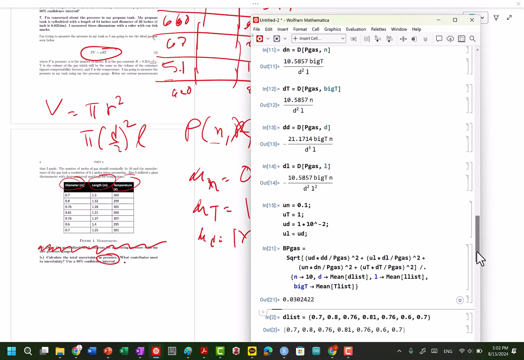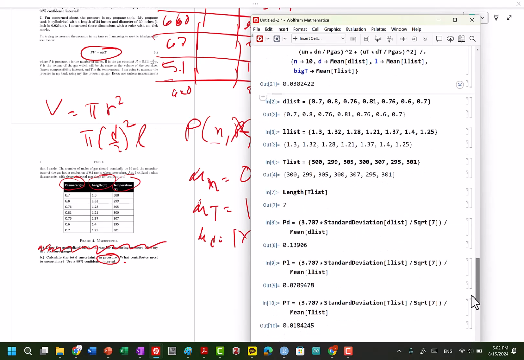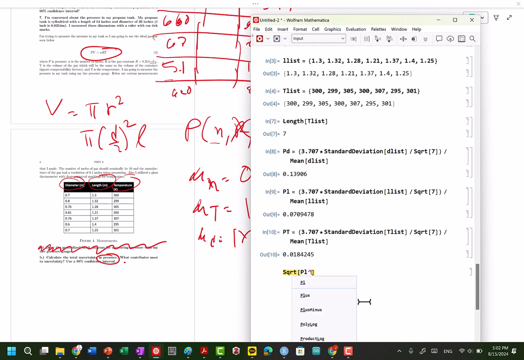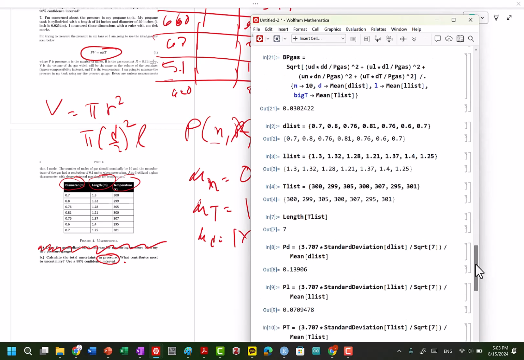So now we just add all those up. We do the square root of PL squared plus PD squared plus PT squared plus bias P gas squared. And we get a value of around 16%. Interestingly, it's the precision error in D that dominates.